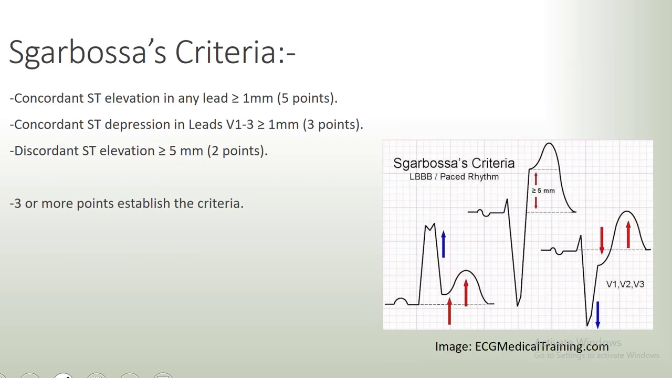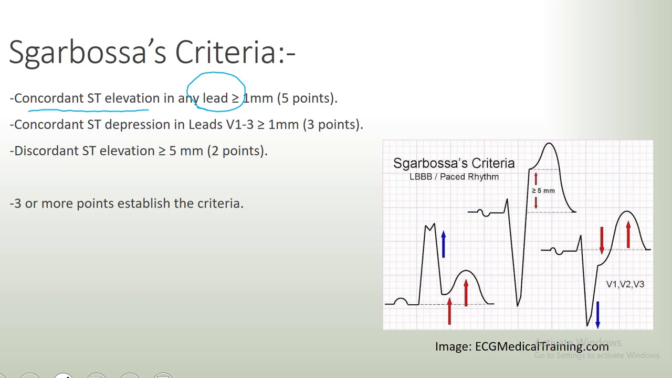Now, the first criteria that they developed are the Sgarbossa criteria. They developed this over 20 years ago, and these are weighted criteria, meaning you have a scoring system. You need to collect 3 or more points in order to establish the criteria, and you can say that there is ischemia going on within the appropriate clinical setting, of course. Because discordant changes are the usual findings in the setting of left bundle branch blocks, this criteria considers concordant ST changes to be abnormal. So if you have a concordant ST elevation in any lead that is more than 1 millimeter, you get 5 points, so you can basically diagnose ischemia using only the first criterion.